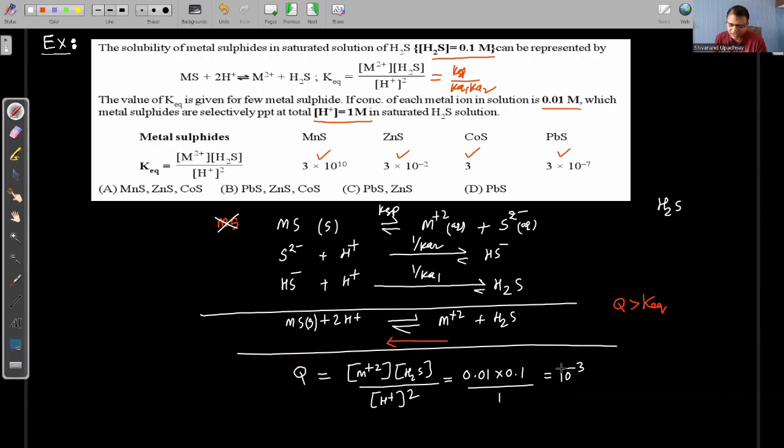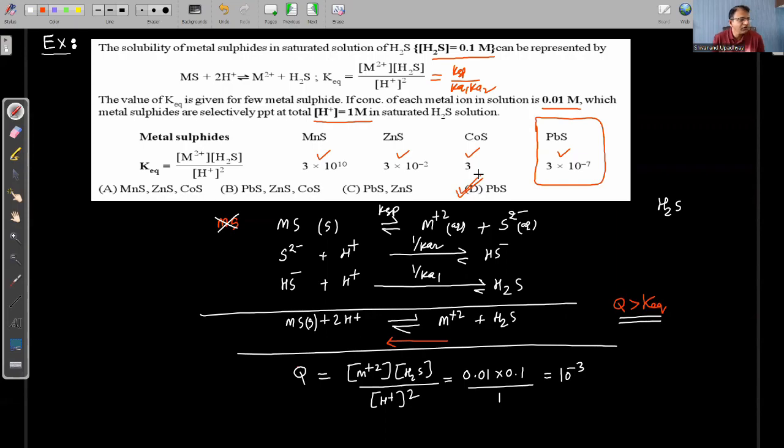Now we have to check that this reaction quotient should be greater than the equilibrium constant. In the case of PbS, the value of reaction quotient is greater than the equilibrium constant. So we can say that for PbS this equilibrium will go in the backward direction, and if it goes in backward direction, it will form the precipitate.